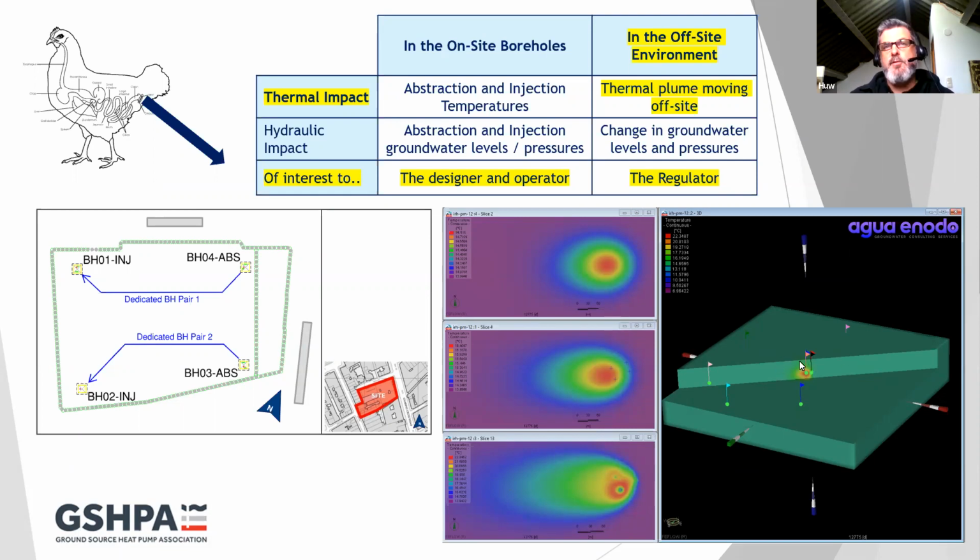So this is a London example, and in this case we could quite safely say that the down gradient abstraction was not going to be adversely impacted by the operation of our system.